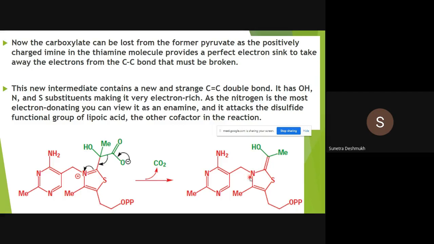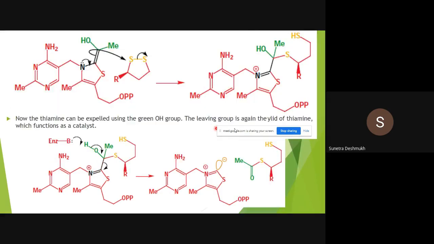We can say this is the enamine, and it attacks the disulfide functional group of lipoic acid, the other cofactor in the reaction. The moiety we have generated here with the carbon-carbon double bond is going to attack the disulfide functional group of the lipoic acid. We'll now see how that attack happens. Here is the lipoic acid and this carbon-carbon double bond. The lone pair on nitrogen pushes toward the carbon, making this carbon-carbon double bond attack the lipoic acid at the S–S bond.